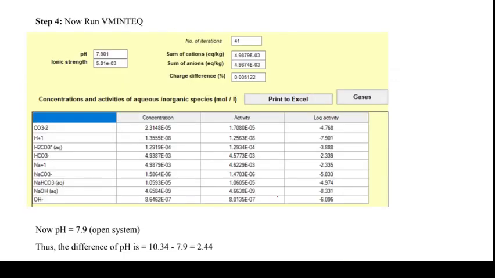We'll move forward. Now we will run Visual MINTEQ and we got this pH, and this ionic strength. You can see that there is a lot of difference between the concentration and activity. This is because of the high ionic strength. Now the pH that we got is 7.9. The difference between the pH is 10.34 minus 7.9, which is 2.44.